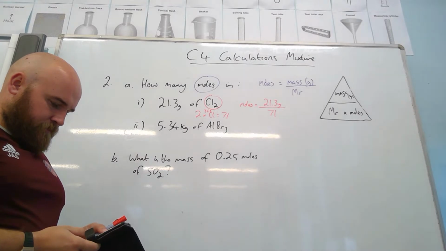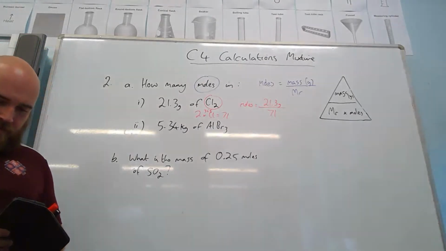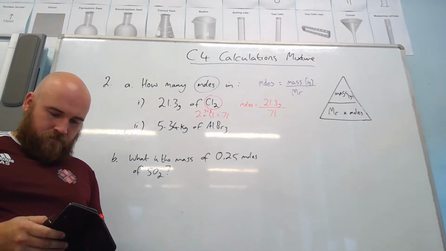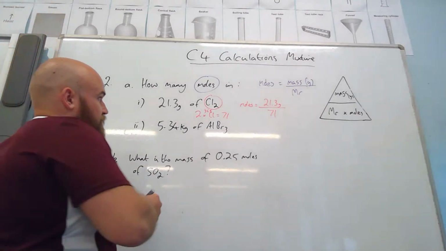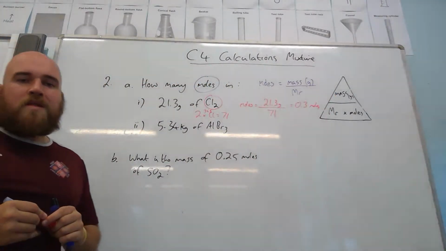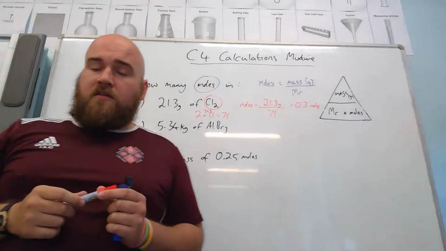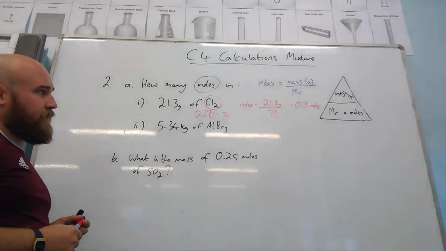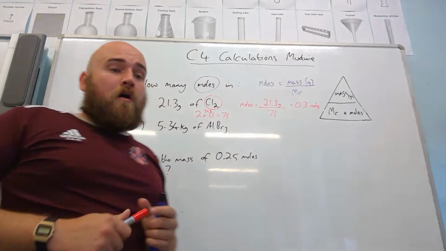So 21.3 divided by 71 equals 0.3. Okay, so 0.3 moles. And again, don't worry, a mole is just a number. It is a very, very big number, granted, but it is just a number nonetheless. So a mole is just a number. It's a very big number, 6.02 times 10 to the 23. And if I know that I've got 21.3 grams of chlorine, I've actually got 0.3 moles of chlorine.